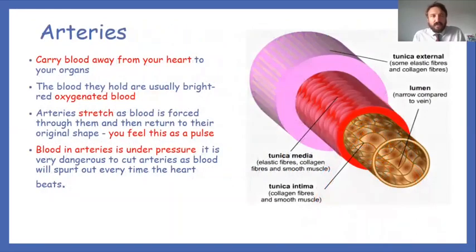So let's have a look at the word arteries. What is an artery? I hear you saying. Well, arteries carry blood away from your heart to your organs. The blood that they hold is usually bright red, oxygenated blood. Okay, now I'm sure when you've cut yourself before, you've seen the color of blood. That is oxygenated blood. So that has oxygen within that blood.